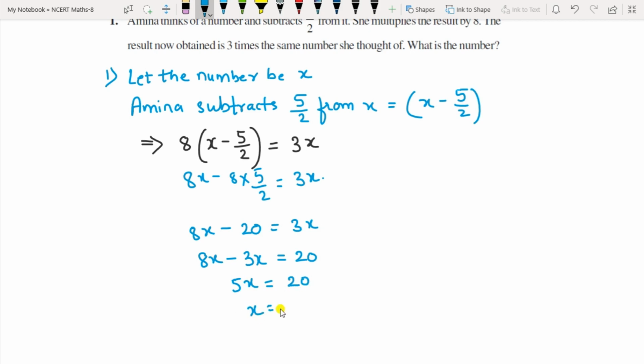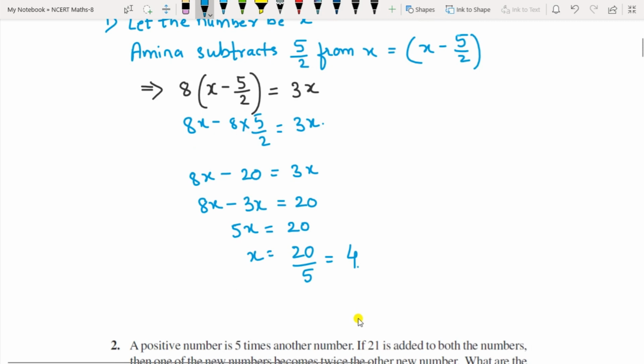So x equal to 20 by 5, that gives you 4. So that is x equal to 4. So they are asking what is the number. So write the statement as: the required number is x equal to 4. So that is the answer.